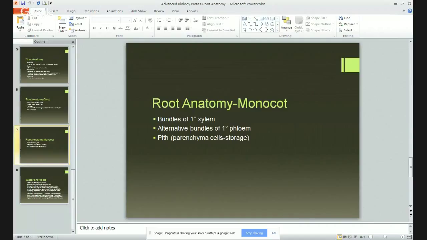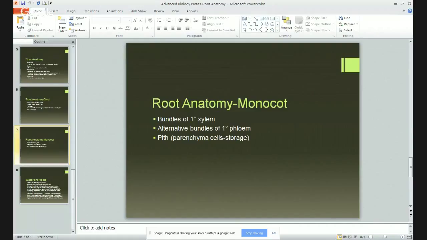So, unlike your dicots, I guess technically your ground tissue meristem would make your pith in this case. I know I said earlier they didn't have those, but monocots do. All right.